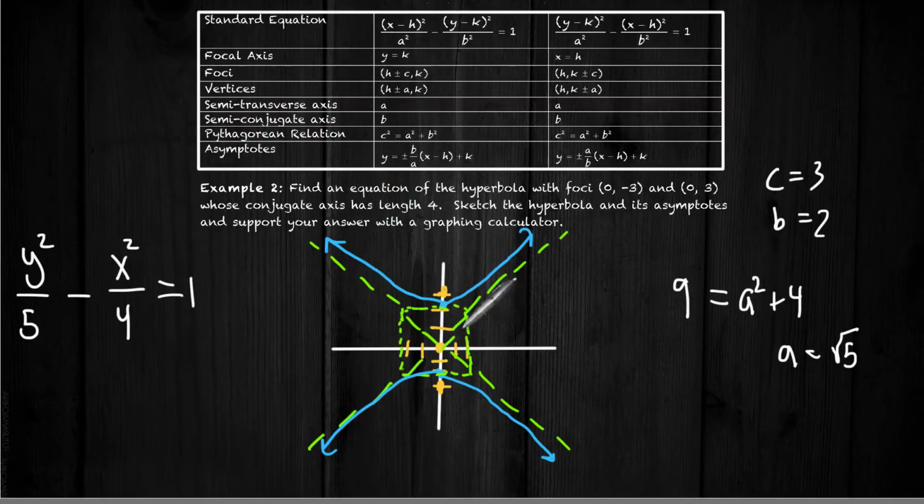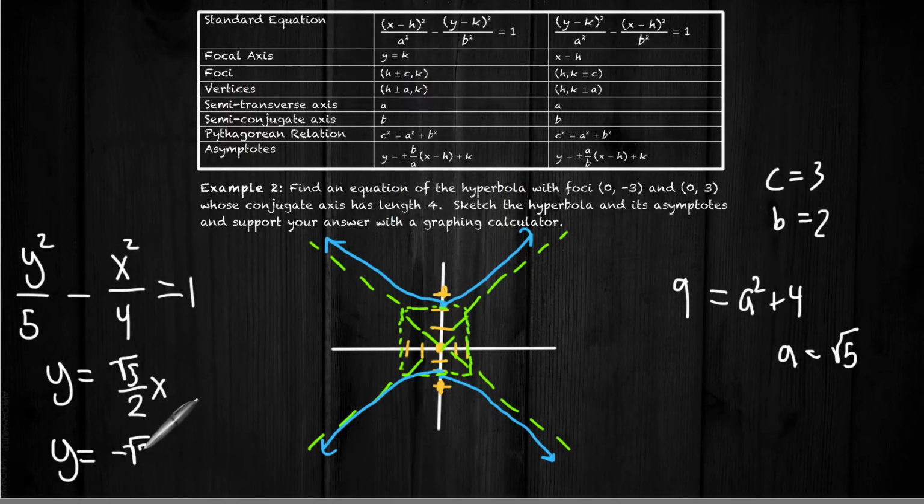And then the last thing we need to find are the asymptotes. That should be pretty simple. So y equals rise over run. Rise is root 5, run is 2. So y equals root 5 over 2 x. Once again, our y-intercept is 0. So that's our positive asymptote. And here's the one with the negative slope. So these are our asymptotes.